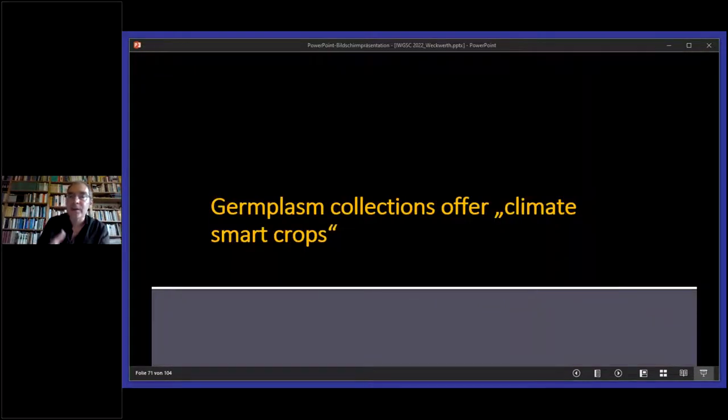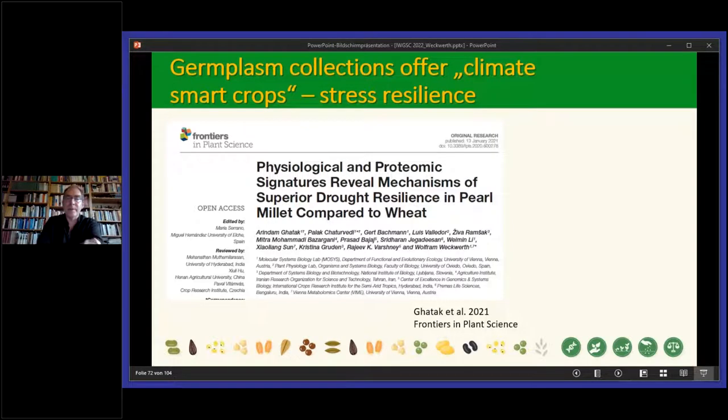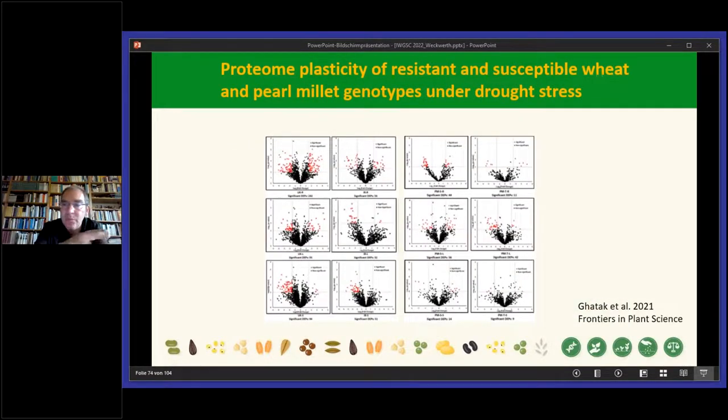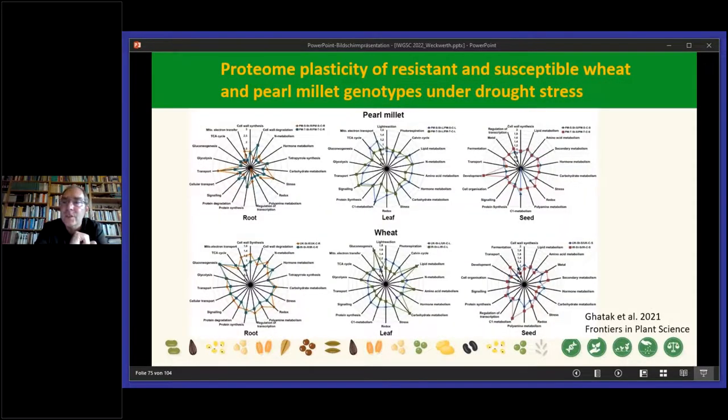So germplasm collections, of course, also offer the opportunity to select for climate-smart crops. And I have one example from this year. We investigated four different genotypes of pearl millet and compared them, taking a comparative approach to wheat. We selected them from different regions in India, Iran, and the UK. And we did a large proteomics profiling at the same time as a large physiological characterization of these genotypes.